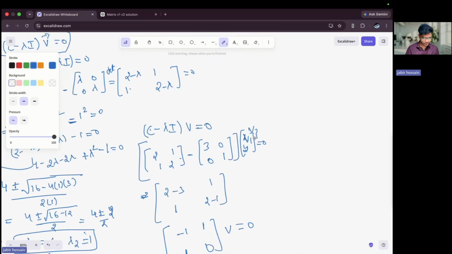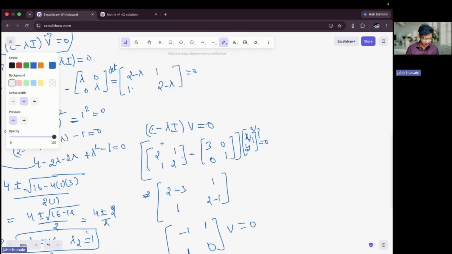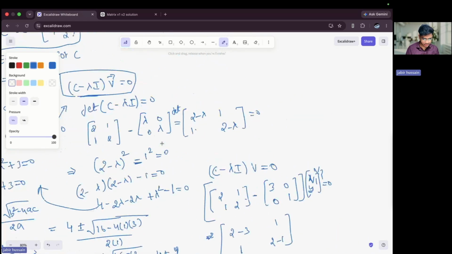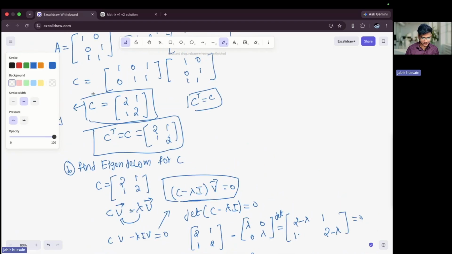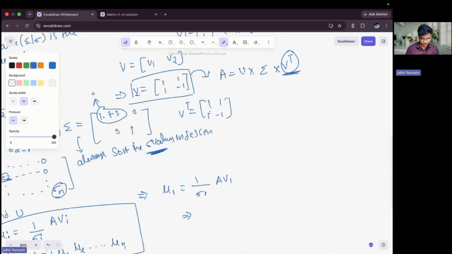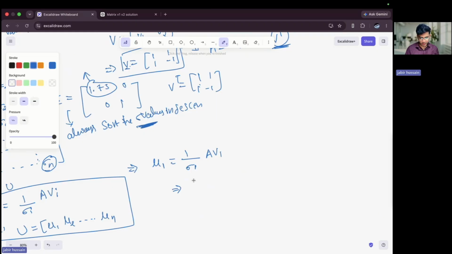A is our matrix. So take this matrix: 1 0 1 1 0 1 1 1. So 1 divided by 1.73 multiplied by the matrix 1 0 0 1 1 1 multiplied by 1 1 1 minus 1. When you multiply it, you will get u1.